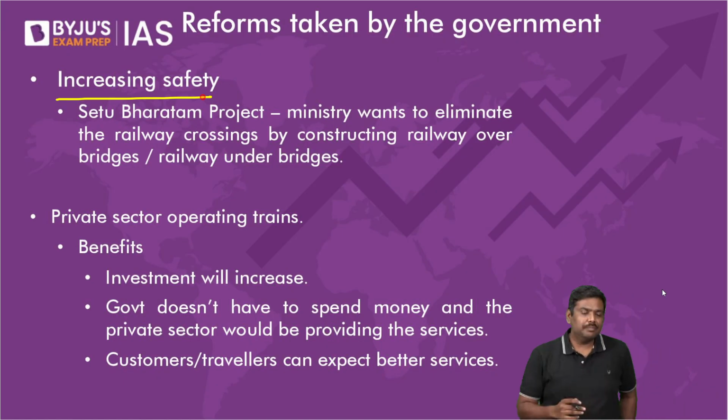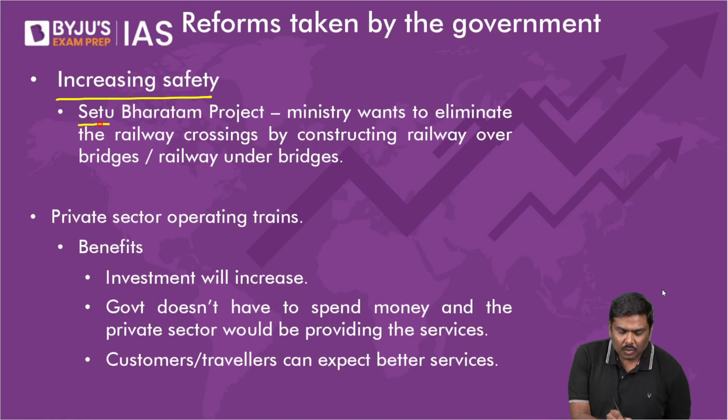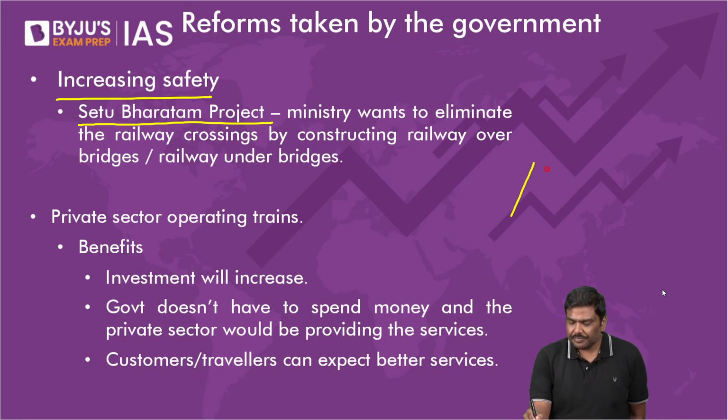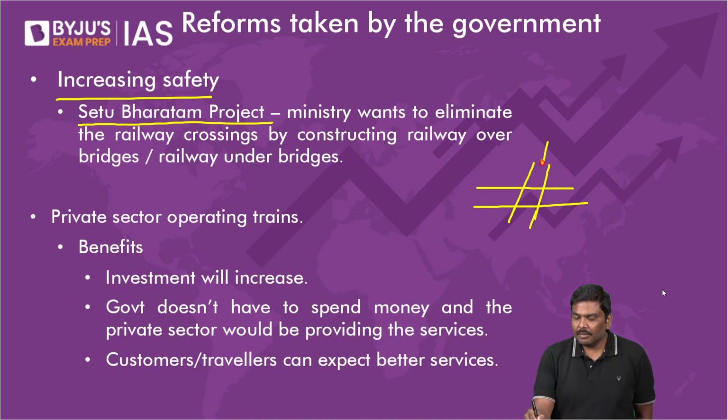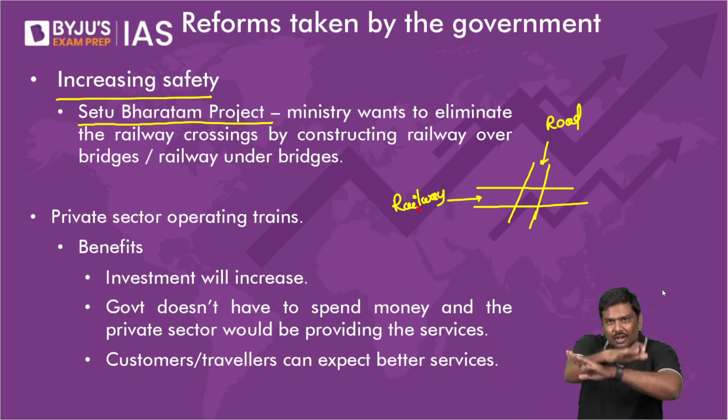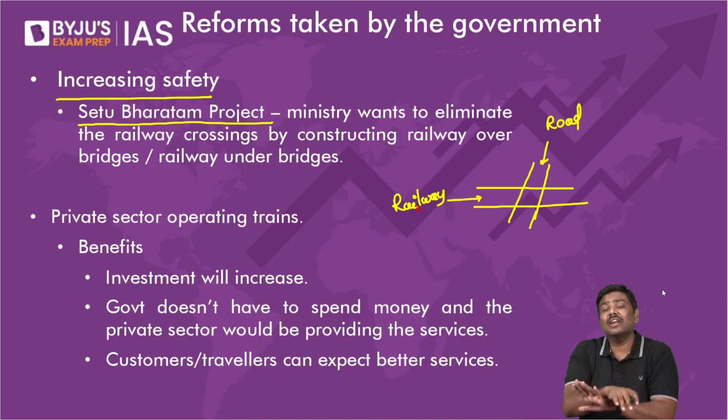the government has implemented the Setu Bharatam project. What is the Setu Bharatam project? All of you have heard of railway crossings? Let me know. All of you have heard of railway crossings. Sir, what do you mean by railway crossings? Imagine this is a road and this is a railway. That's it. This is a railway line. This is a road. So the road as well as the railway line physically will cross each other. This is called a railway crossing.